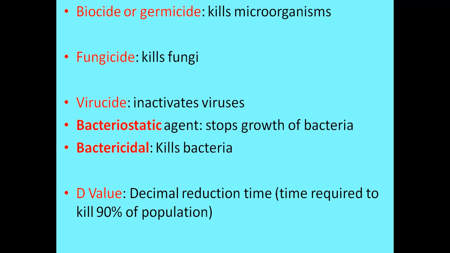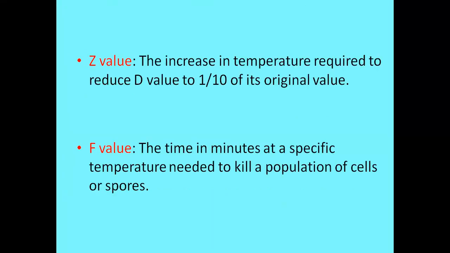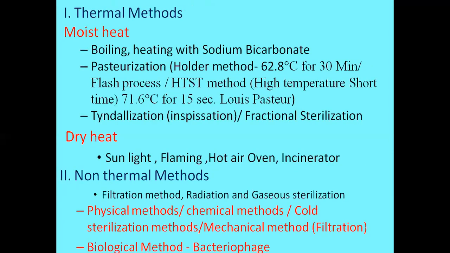And the other closely related terminologies in this sterilization unit: D value, which means the decimal reduction time, the time required to kill 90% of the population present in a particular sample. The Z value is the increase in temperature required to reduce the D value to one tenth of its original value. And what is F value? The time in minutes at a specific temperature needed to kill a population of cells or spores.